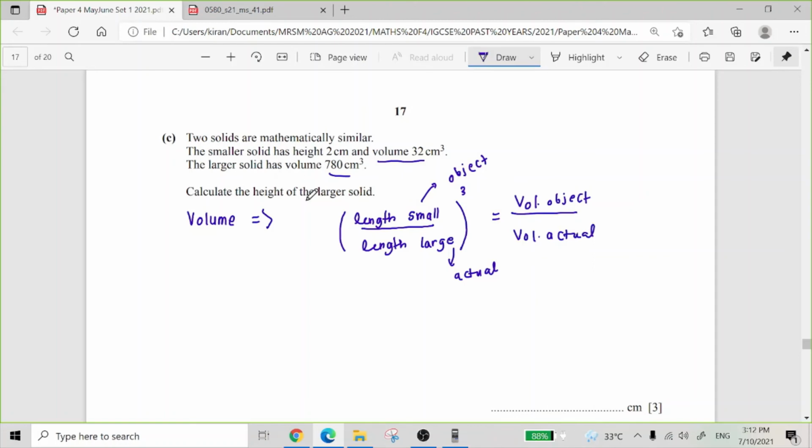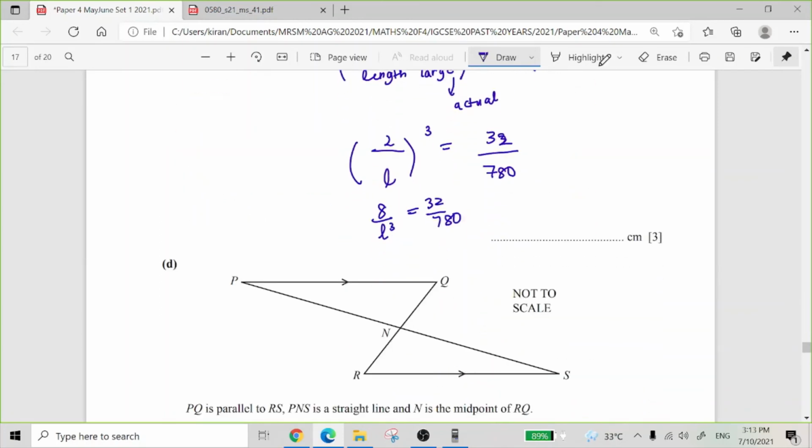Okay, so now we want to get the height of the largest solid. So we already have the small one, which is 2. We want to get the largest solid L, and then we cube it. We already have the volume for the smallest solid, which is 32, and this one is 780. Okay, so 8 over L cube equals 32 over 780. So we want to get L cube. Okay, L cube, so 780 times 8, and then we divide by 32.